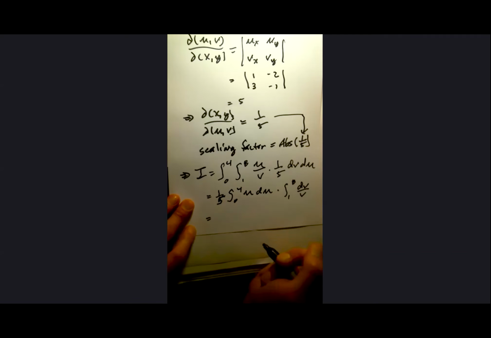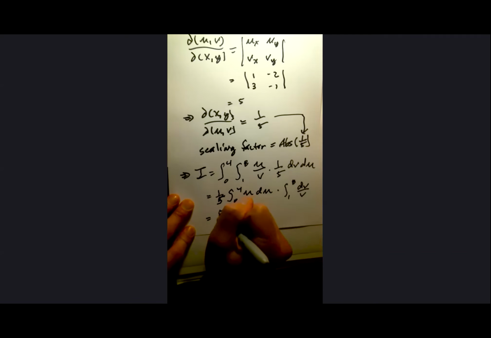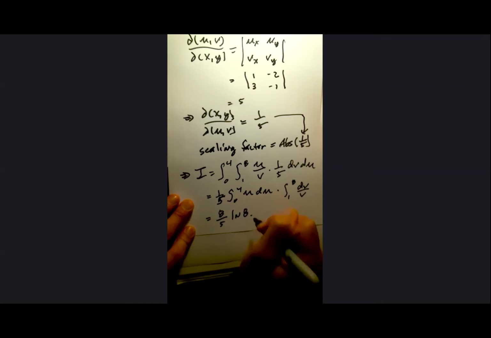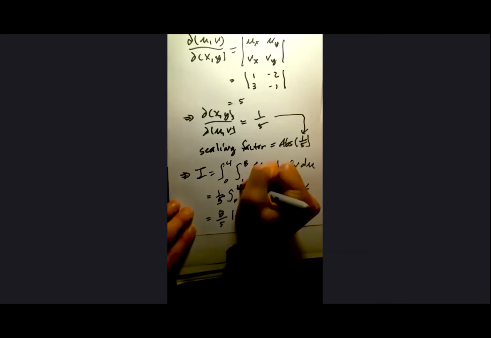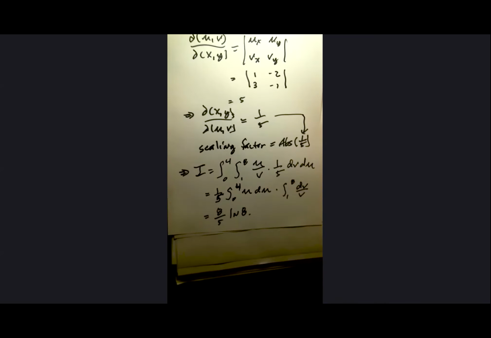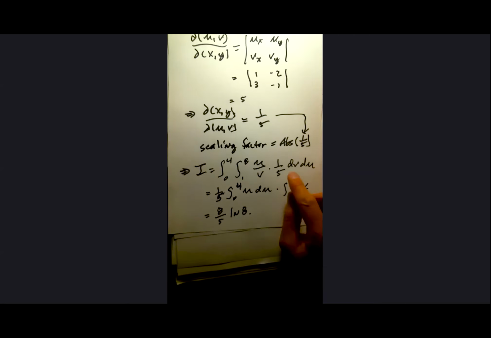This ends up being 1/5 ln of 8. Probably an extra line that's needed, but I was running out of paper, so I'll make sure that I show the steps when I upload the results online. This last bit is just straight up integration. The only part of this that's new is that we've learned about how to find that scaling factor.